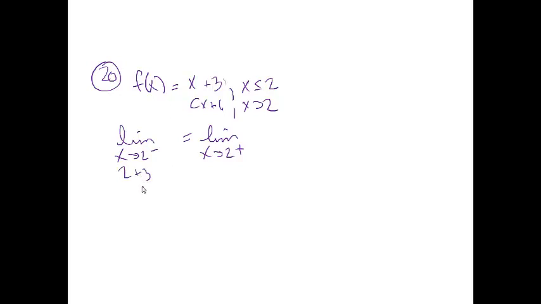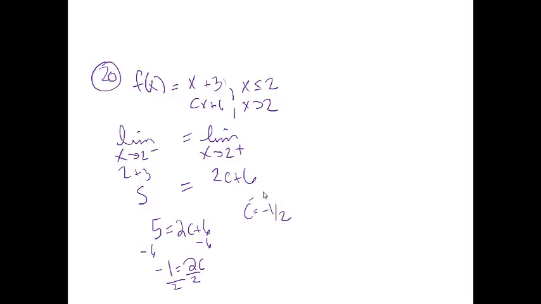So 2 plus 3 would give me 5. The limit as x approaches 2 from the right, let's plug it into the right equation, and that would end up being 2c + 6. In order for this function to be continuous, the limits have to equal each other. So we have 5 equals 2c + 6. Now we can just solve for c. Subtracting 6, I get -1 equals 2c. And if I divide both sides by 2, I get c equals -1/2. So c would have to equal -1/2 in order for this function to be continuous.